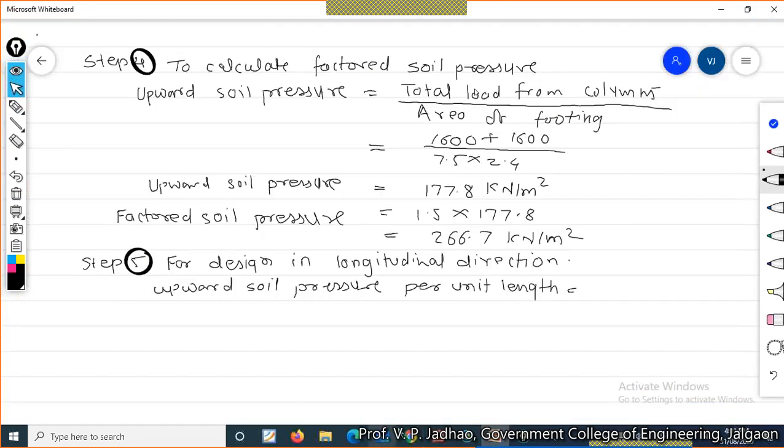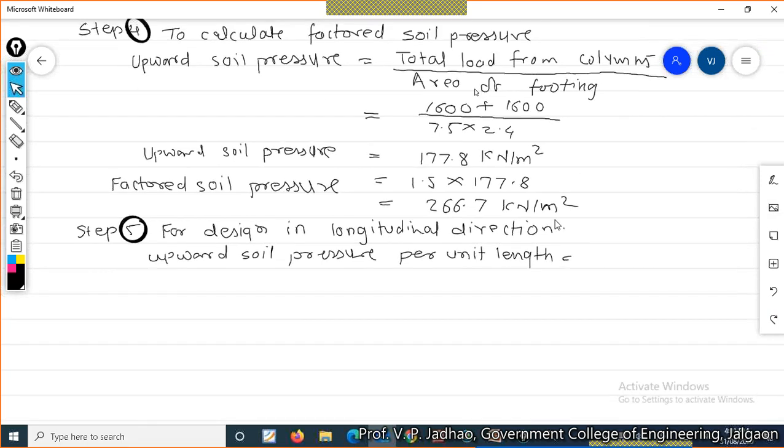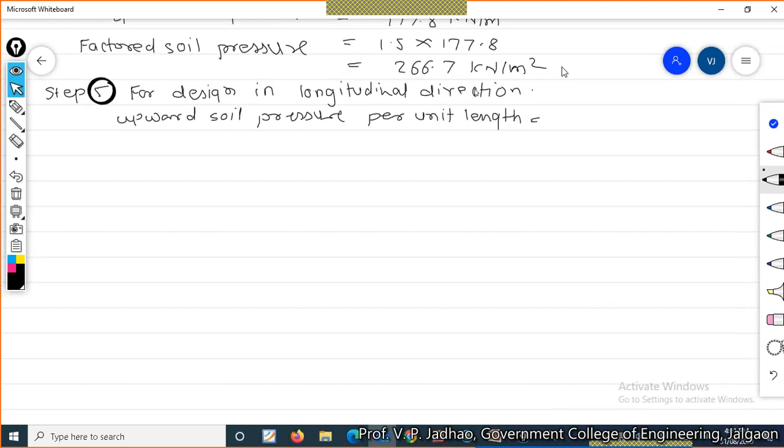Now how to calculate that, one minute. So we have calculated this factored soil pressure as 266.7 kilonewton per meter square. We have to convert this into kilonewton per meter. Therefore, this will be equal to 266.7 multiplied by width of footing, which is 2.4 meters. So we'll get this upward soil pressure per unit length.